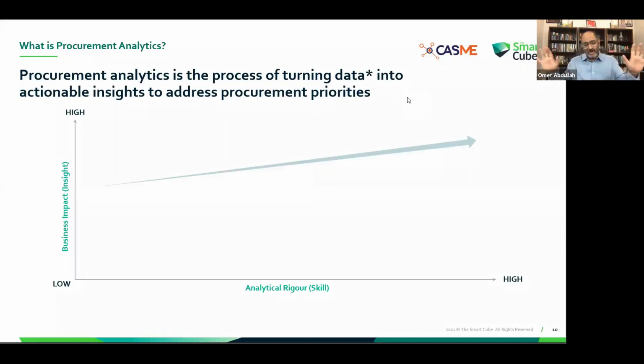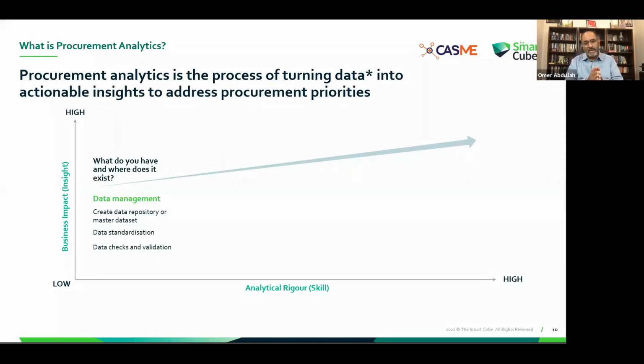So fundamentally, a pretty base level definition: procurement analytics is the process of turning data into actionable insights to address procurement priorities. I think that's foundational. I think we can all agree with that. The interesting thing is that there are 4 levels of questions that we can answer through procurement analytics. The first set of questions that we want to answer is, what do we have? Where does it exist? That's the base level starting point, which is the data management phase of procurement analytics, right? That's just understanding the kind of information that we have today.